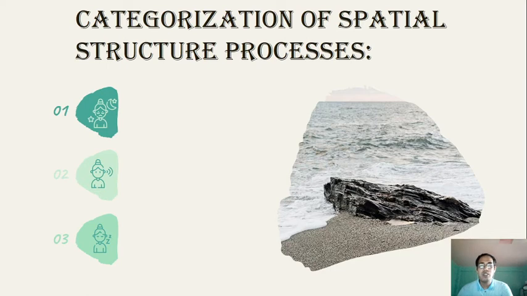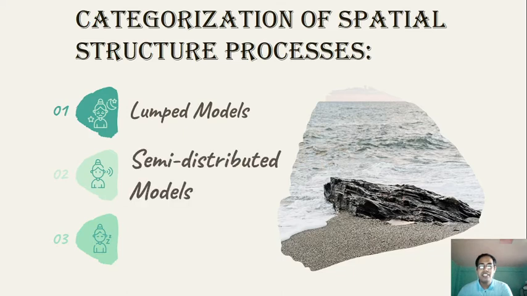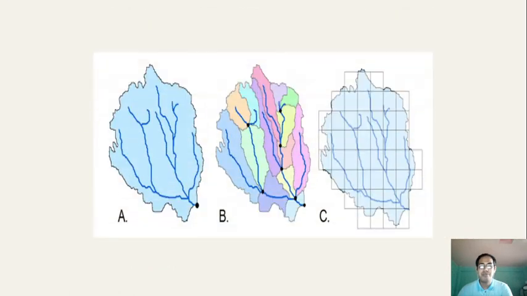So there are three categorizations of spatial structure processes. First is the lump models, second is the semi-distributed models, and last is the distributed models. So this is the illustration of different spatial processes. Letter A is the lump models, letter B is the semi-distributed models, and C is the distributed models.